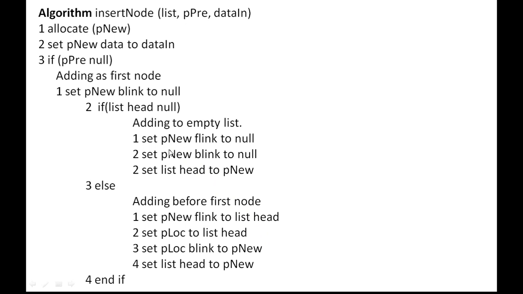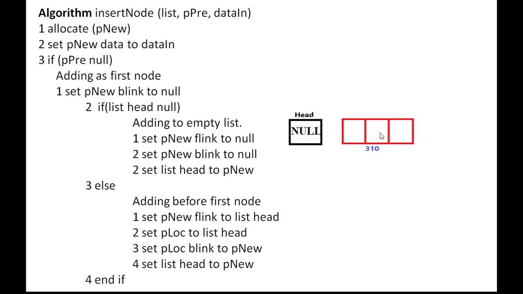But how do we know whether it's an empty list or a list that contains nodes? For that I check the list head. If the list head is currently null, it obviously means it's an empty list. So in that case, this is the situation. So it is null and I want to insert this node into this. Now what is needed?